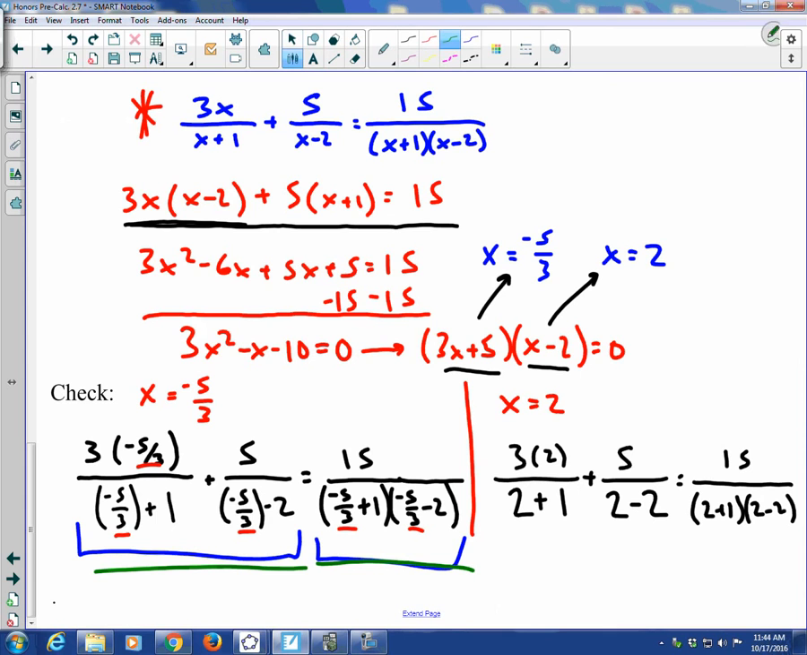x equals negative 5/3 is an x value that when we plug in will make this statement true, and this turns out to be a solution.